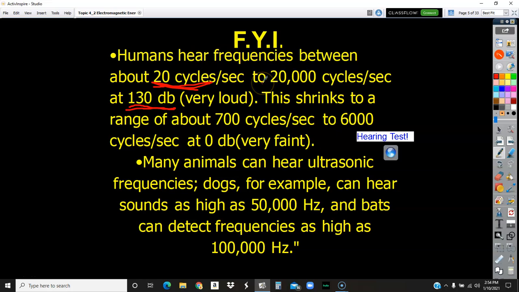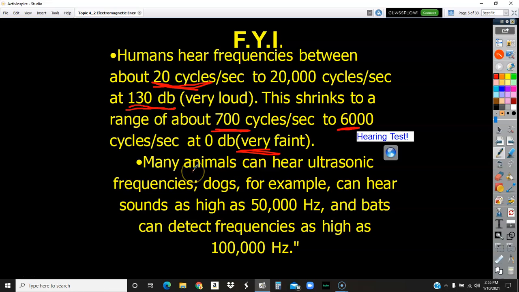Now, if you were to lower the volume, right, turn the volume down, your parents yell at you, you're listening to music too loud, turn it down. All right, if you turn it down from 130 to 0 decibels, which is very, very faint, your frequency range is much smaller. You can't hear down to 20 cycles per second, 700. That's still low, but not as low as obviously 20. And you can't hear the high pitch at 20,000. You can only hear up to 6,000. And that's because you're listening to faint noises, if you turn the volume down on a speaker.